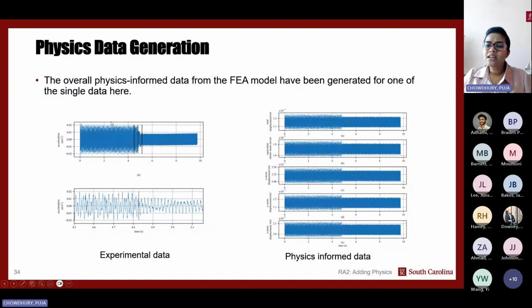Here, for a single experimental data, we can see on the left side the acceleration, the experimental data. The right side is the total physics informed data for this data. What is the goal of these two figures? They show that the same type of trend can be seen in the PI data as in the experimental data. It means the FEA model can generate realistic data for hydrodynamics or any such uncertain data.